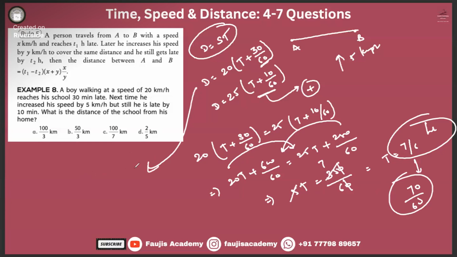Now pick up one of these equations over here. D is equal to 20 into t. The value of t we have found out, that means 70 plus 30 divided by 60. Okay, which means nothing but this will go 3 times. That means it will give you 100 by 3 kilometers.